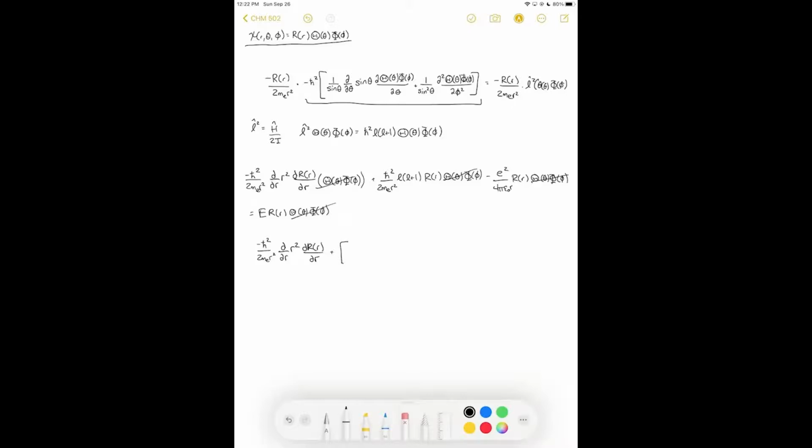And then we can add in everything else. So we'll have a constant term here that comes from this second term. That's h bar squared L(L+1) over 2m_e r squared, and then minus e squared over 4 pi epsilon naught r. And these were all multiplied by our radial function R. And then this is simply equal to the energy multiplied by our radial function. And so to solve the Schrödinger equation, we now need to solve this differential equation to get what our radial distribution functions are.